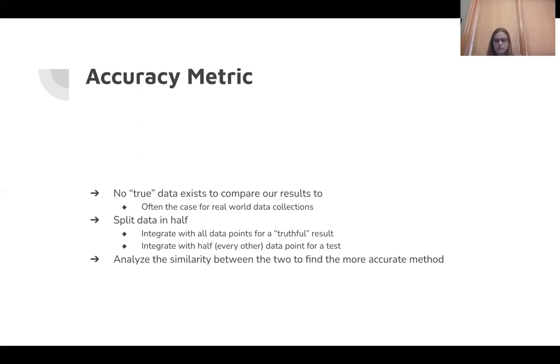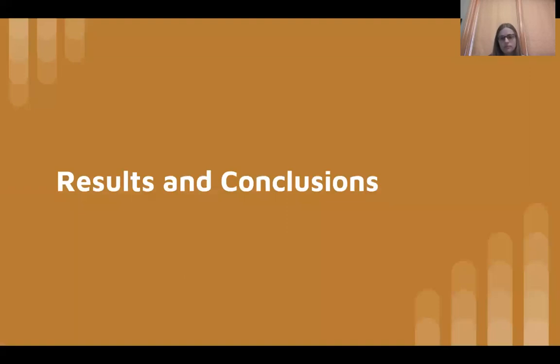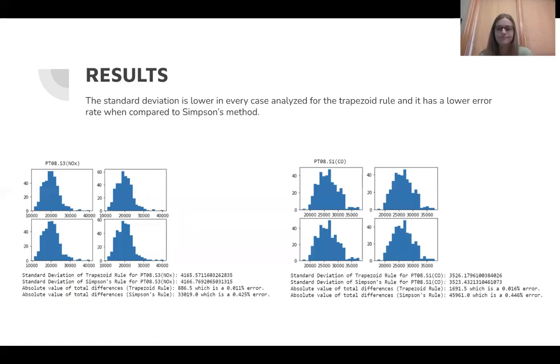We also integrated using both the trapezoid and Simpson's rule with half of the points, every other data point, so essentially all the odd ones, to test. And we compared those two values to see which was closest to the full results and therefore a more accurate method. By analyzing that similarity, we're able to find the more accurate method. So now we'll take a look at our results and conclusions and see which one worked out better for us.